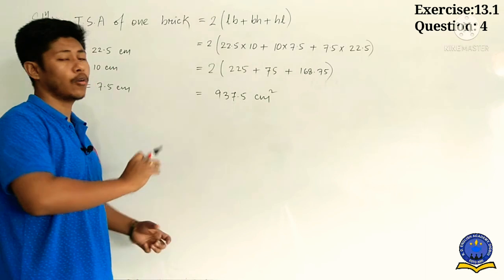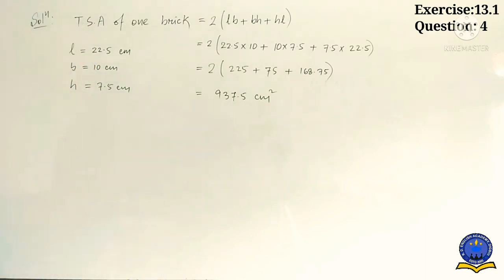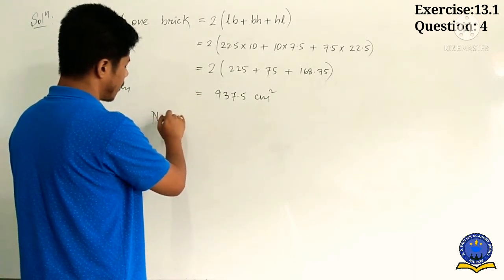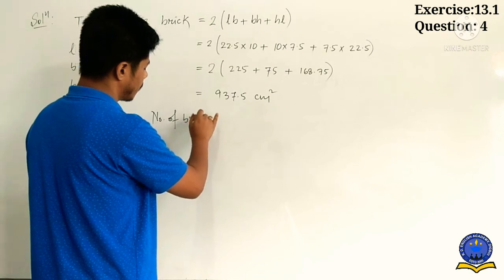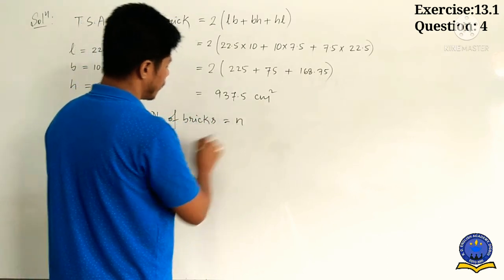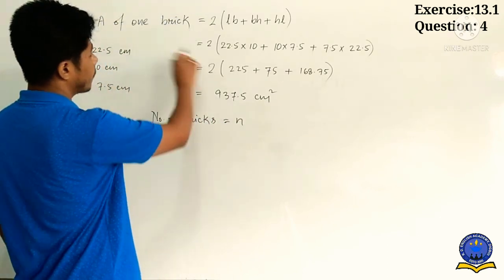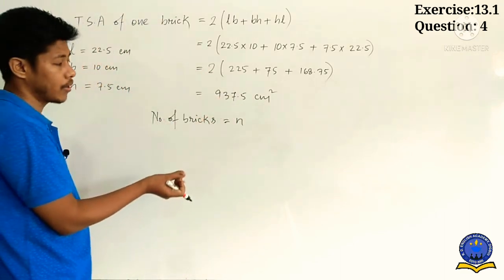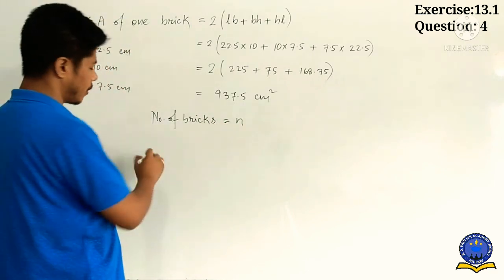In a wall, how many bricks of this type are there? We don't know, isn't it? For that reason, first of all we have to consider the number of bricks. So if you write, let n bricks be painted out by the paint of the container. So the number of bricks equals n, and the total area is the area of one brick times the number of bricks we have to paint, which is n.